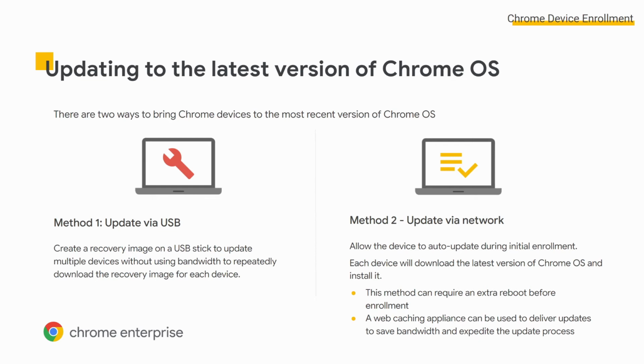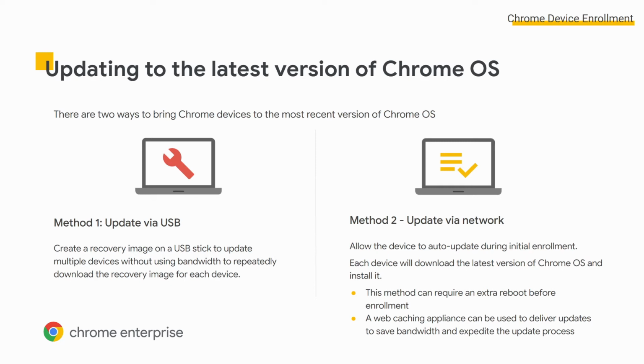About device updates. There are 3 different ways to update a device to the latest Chrome OS version. The first one is to use a USB recovery drive. You need to use an app called Chromebook Recovery Utility, available from the Chrome Web Store. This helps to update multiple devices without using too much bandwidth.